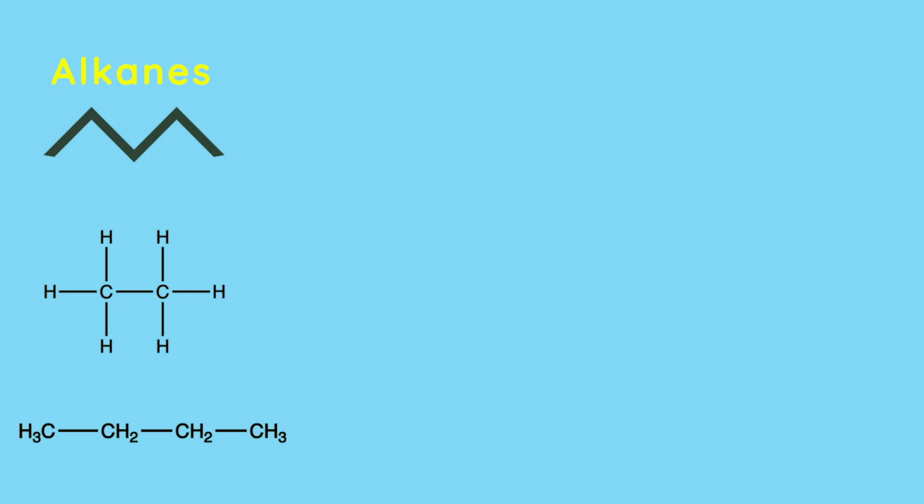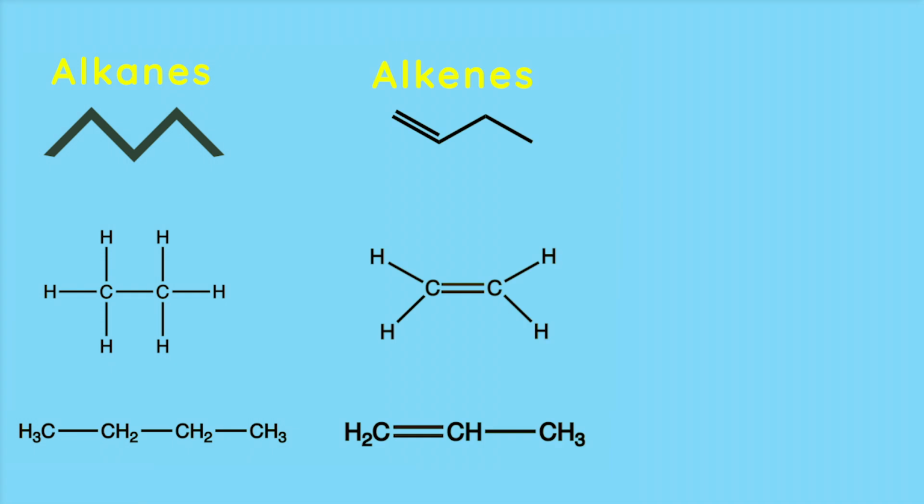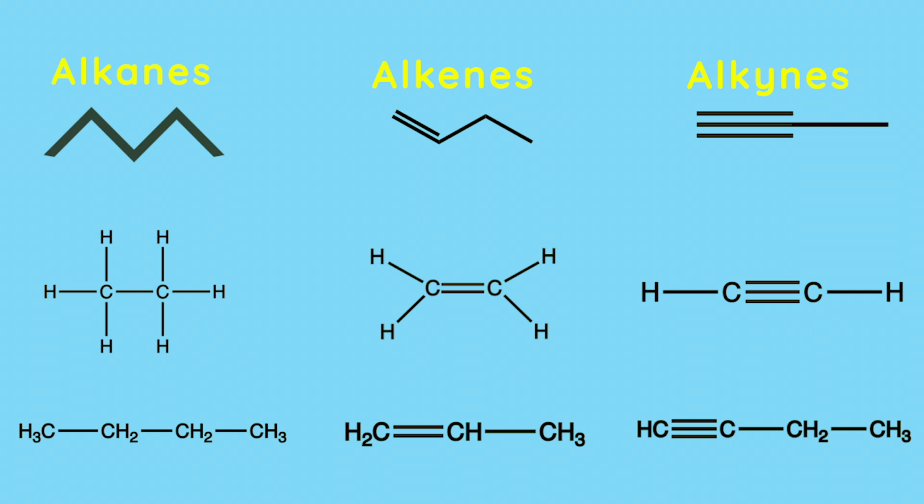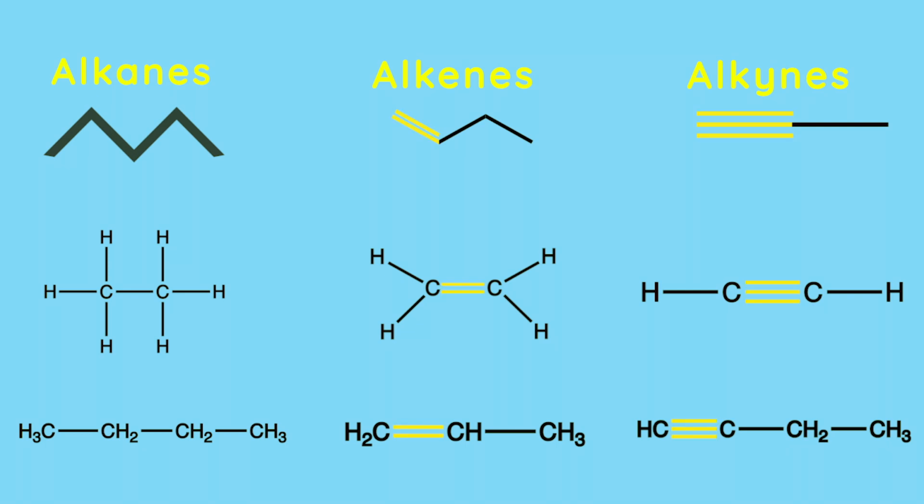Carbons, of course, can have double bonds and triple bonds as well. The double bonded carbon molecules are known as alkenes. If the molecule has a carbon-carbon triple bond, they're known as alkynes. It doesn't matter the number of these double or triple bonds. If they have even one, that's what they're classified as.